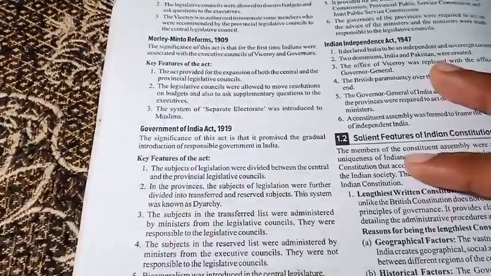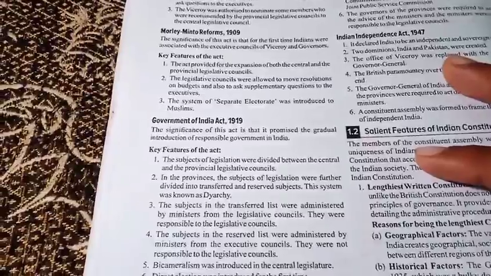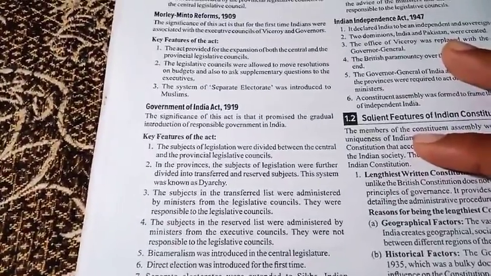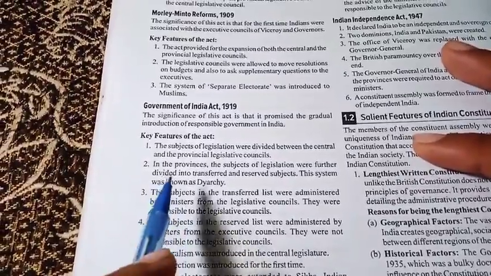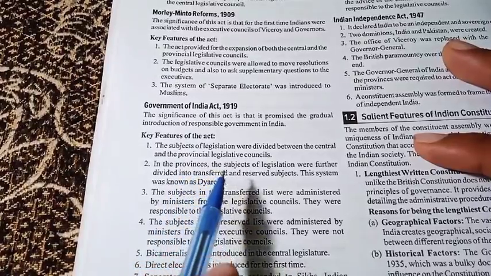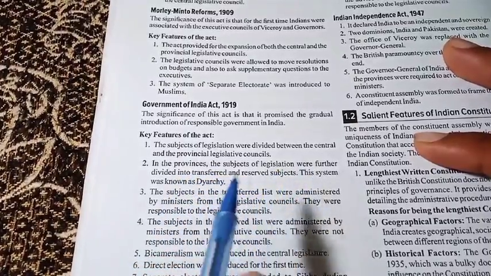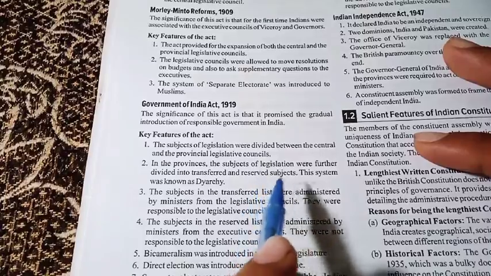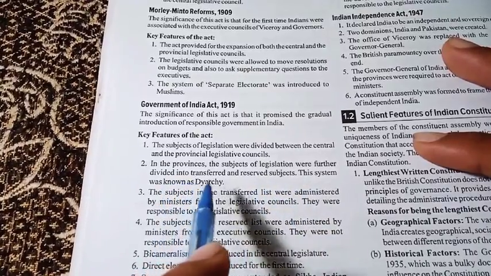Key features of this act. The subjects of legislation were divided between the central and the provincial legislative councils. In the provinces, the subjects of legislation were further divided into transferred and reserved subjects. The system was known as diarchy.